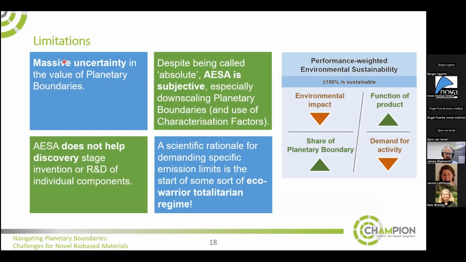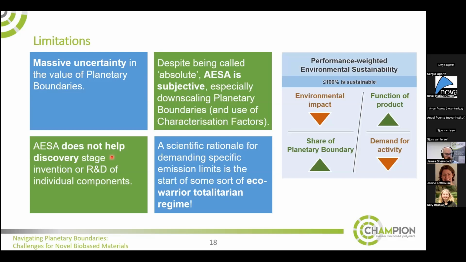One is that there's a big margin of error with the planetary boundaries. We're not really sure what the values are. They come with big error margins. Despite calling it absolute sustainability assessment, it's actually subjective. I've made choices in this talk about how we distribute the planetary boundaries and the use of characterization factors. So that's an area, again, where we're not actually absolute sustainable. We're still on that pathway.